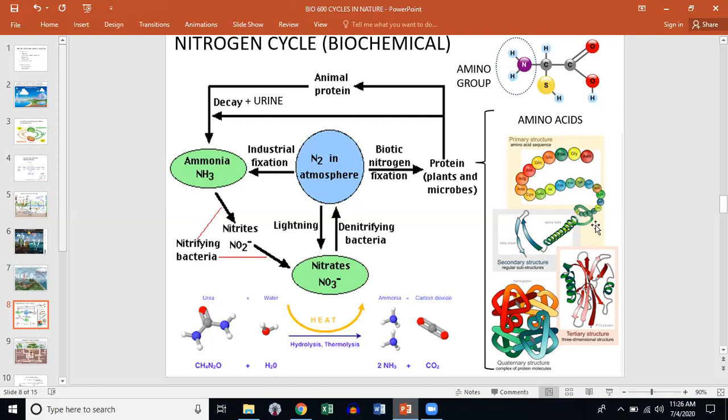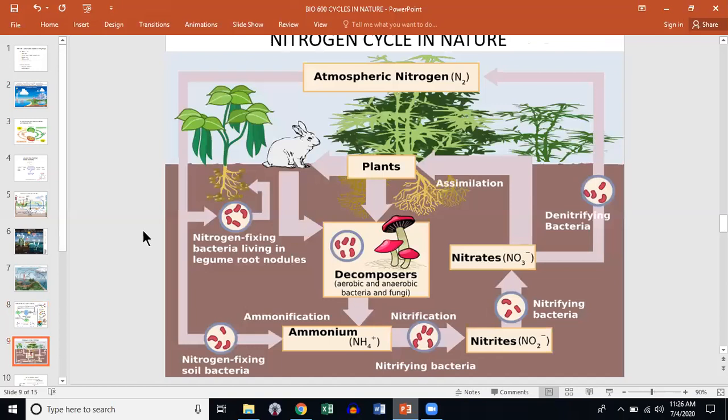At the core of all this is nitrogen. So nitrogens are essential for proteins, and they cycle in nature between plants and animals and the atmosphere and the soil in this kind of fashion. So let's look at it here. This would be in nature.